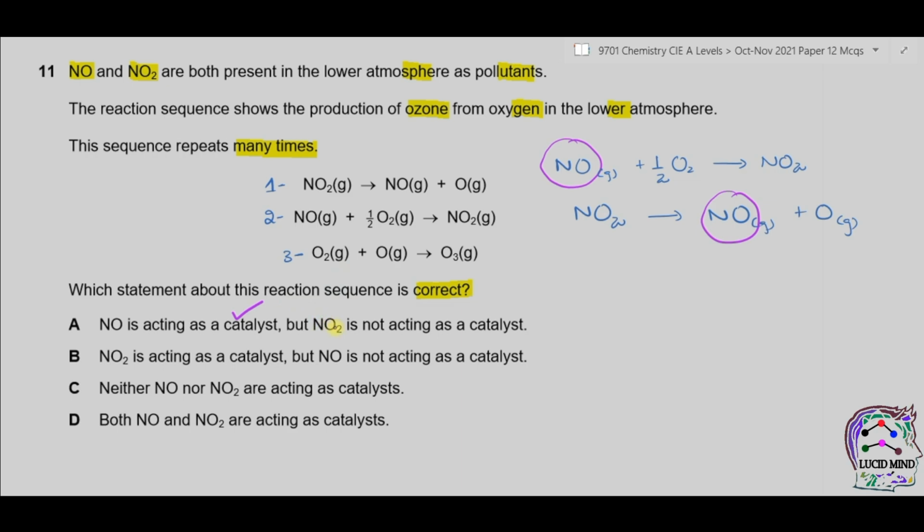In the second part it says NO2 is not acting as a catalyst. Now we can see that NO2 is the reactant in the first reaction and it is the product in the second reaction, so therefore it is unchanged. So NO2 is also acting as a catalyst. This is incorrect. NO2 is acting as a catalyst, but NO is not. Again, this is incorrect. Neither, both. The correct answer is therefore D.